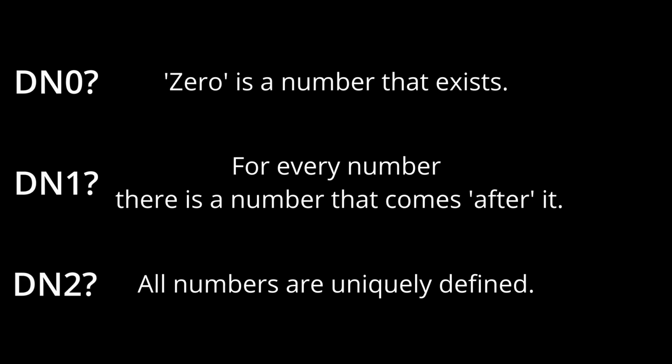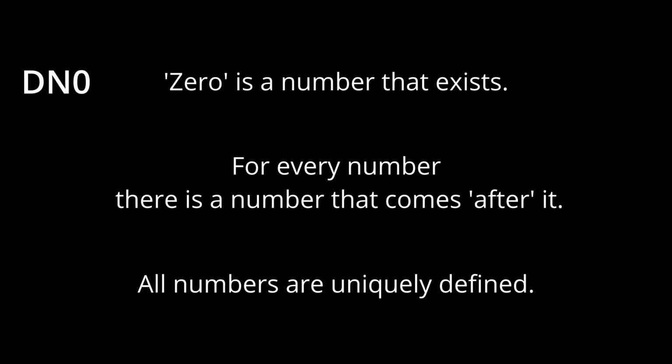I could also go the route of making them more descriptive, something like dn0 for the rule that defines 0, dna for the rule about numbers coming after other numbers, maybe dnu for the rule saying numbers are uniquely defined. That would make it easier to tell what the rules refer to, but also a bit harder to keep track of.